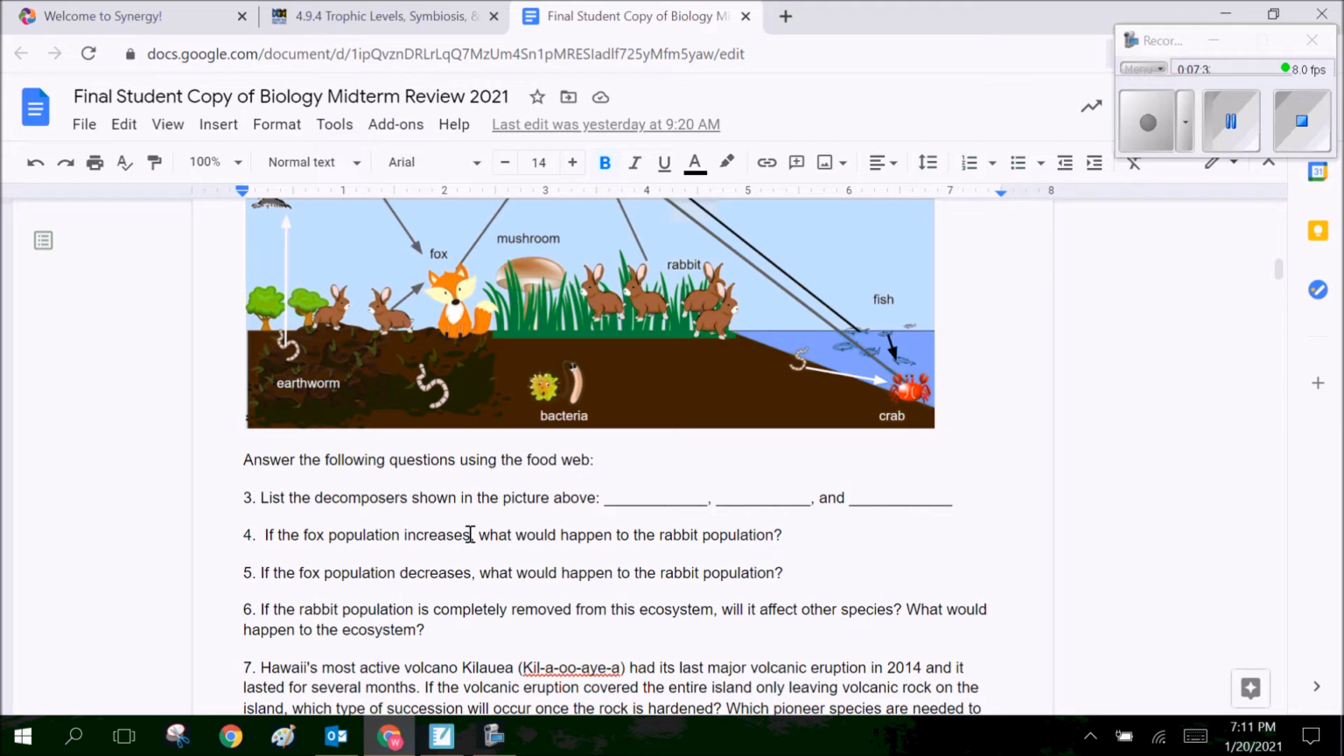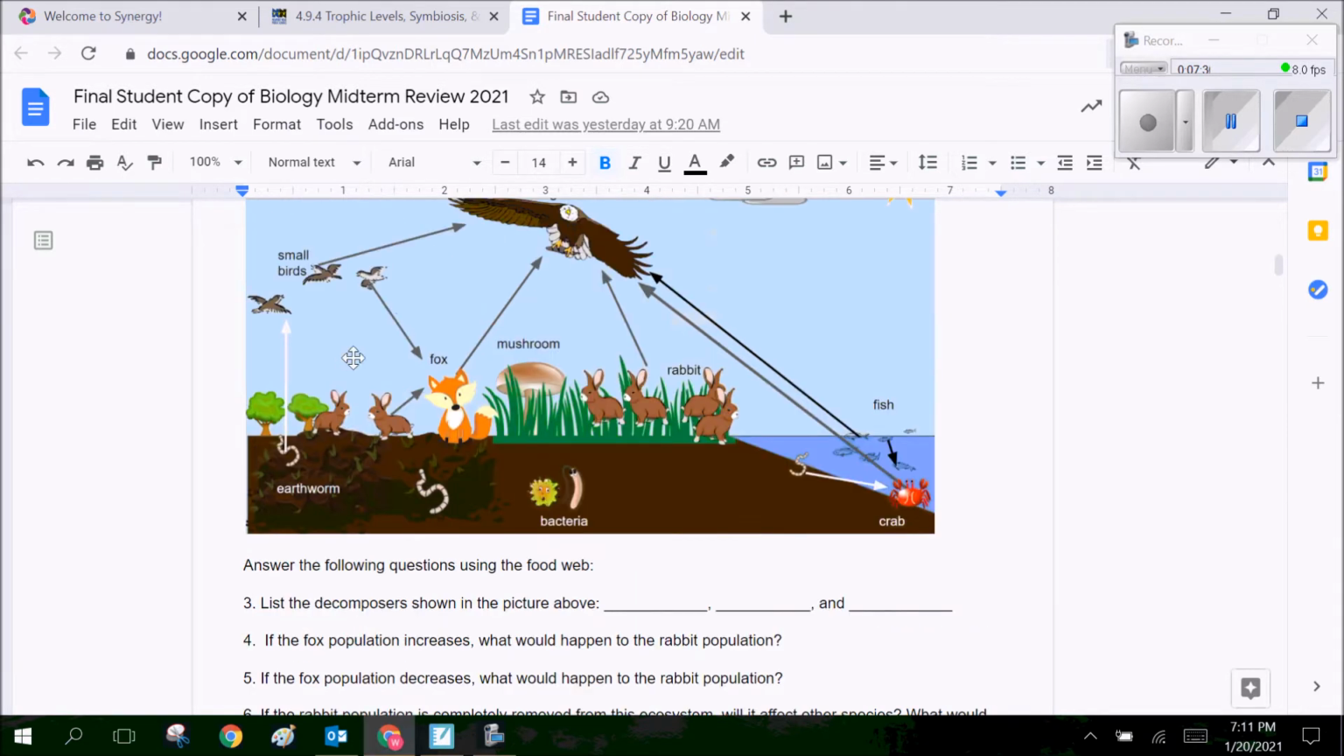If the fox population increases, what will happen to the rabbit population? Well, the foxes eat the rabbits. So if more foxes are around, the rabbit population will go down.